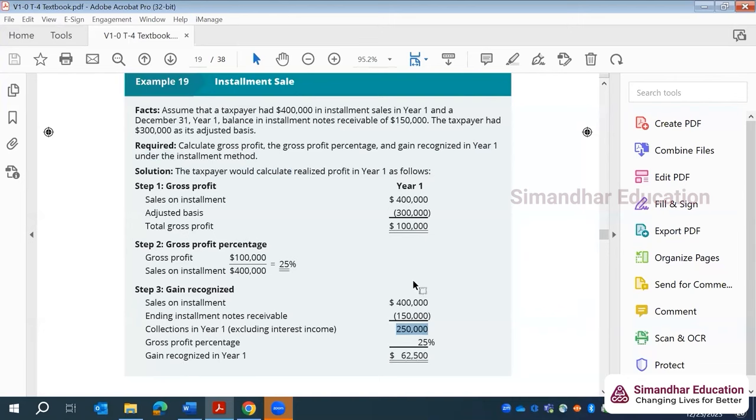Now, what do we understand from this example? That though our gross profit is $100,000, we are only recognizing and paying taxes on $62,500 and not on the entire $100,000 because we are able to defer our gains based on the payment that we are receiving.